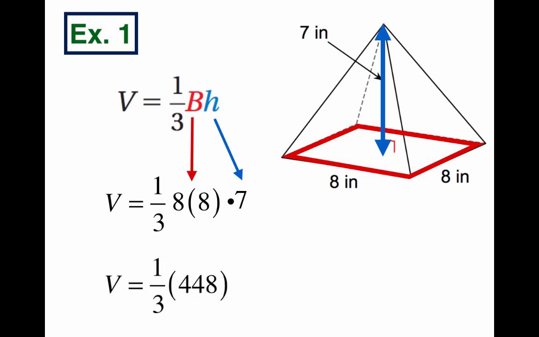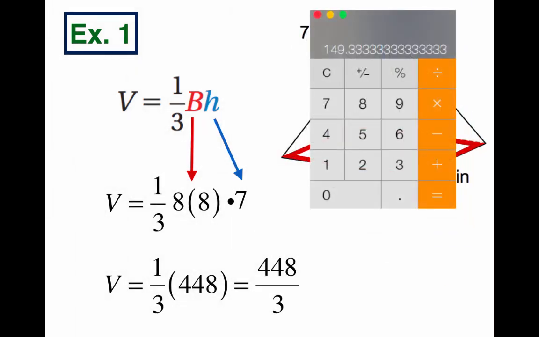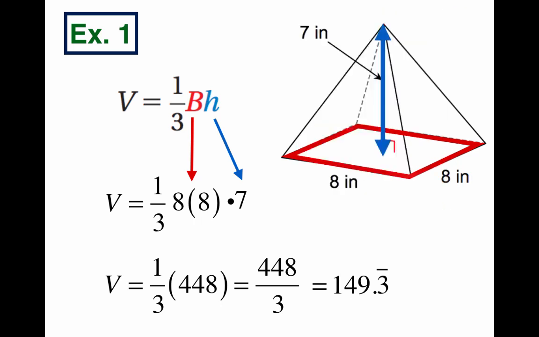So 8 times 8 times 7 is 448. But what we've got to do is take 448 and divide it by 3 so we get 1/3 of it. Of course, use your calculator for some of this. It's totally fine. 448 divided by 3 is a decimal. It's 149.3 repeated. I'll put the line over the 3. And the units were in inches, so we're going to say inches cubed, and I'm going to circle that, and that is my answer. 149.3 repeated cubic inches. That is the volume of our pyramid.